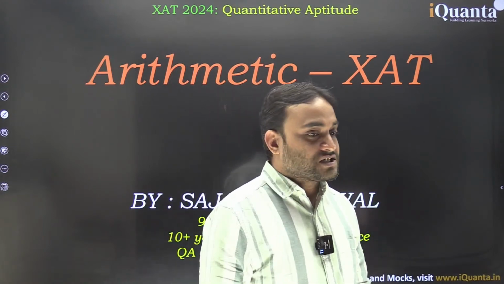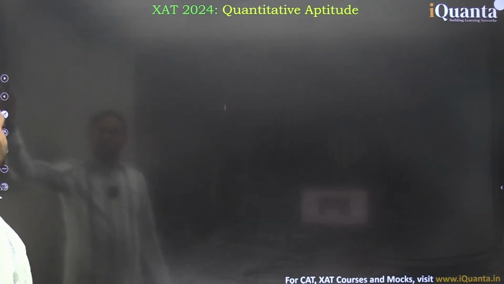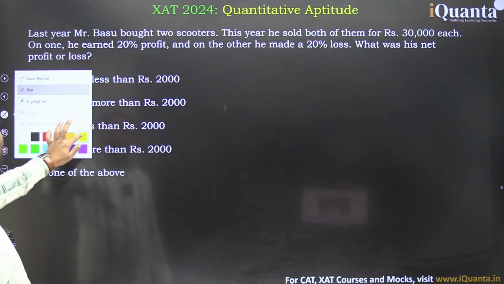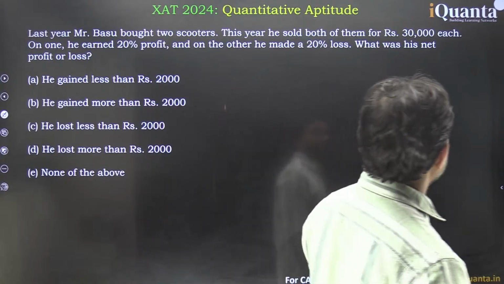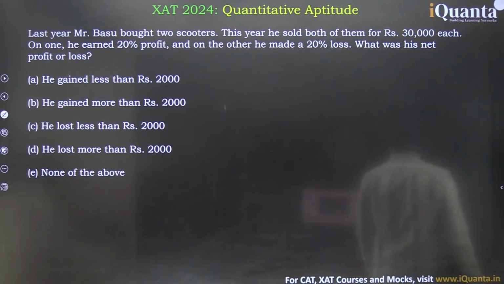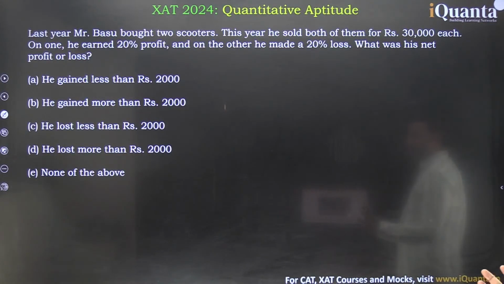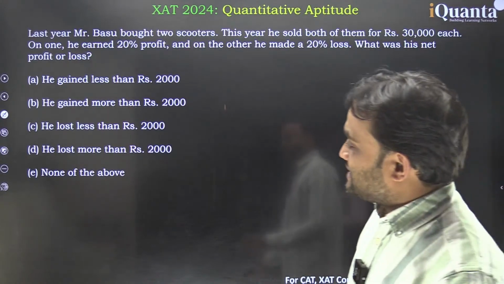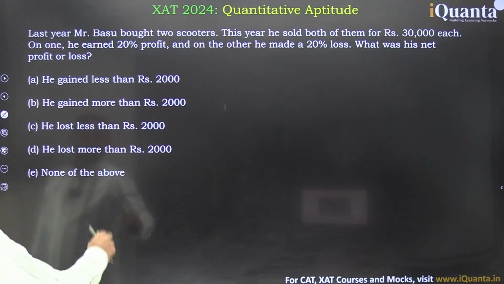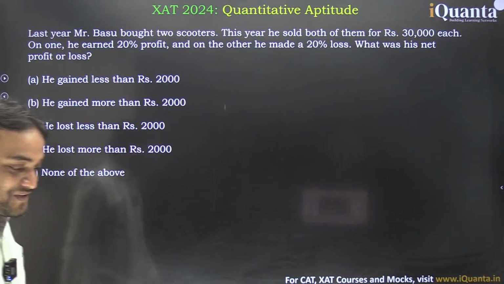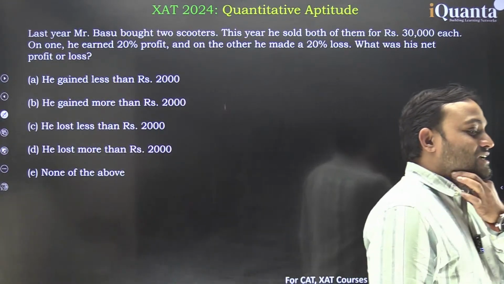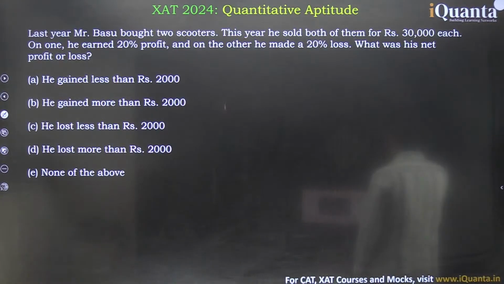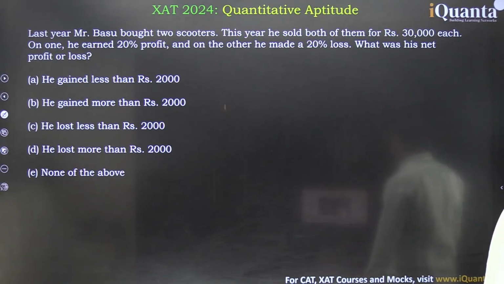Okay, so let's start with the basic ones, which is this, the first question. So try this one. As you know, in XAT we have 5 options. Most of the time I have seen the option E would be none of the above, just to confuse students. So you will find none of the above.